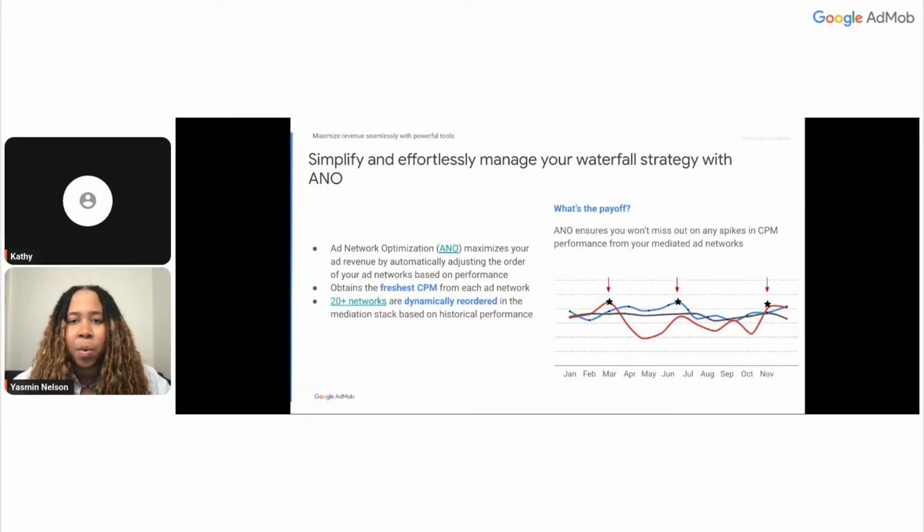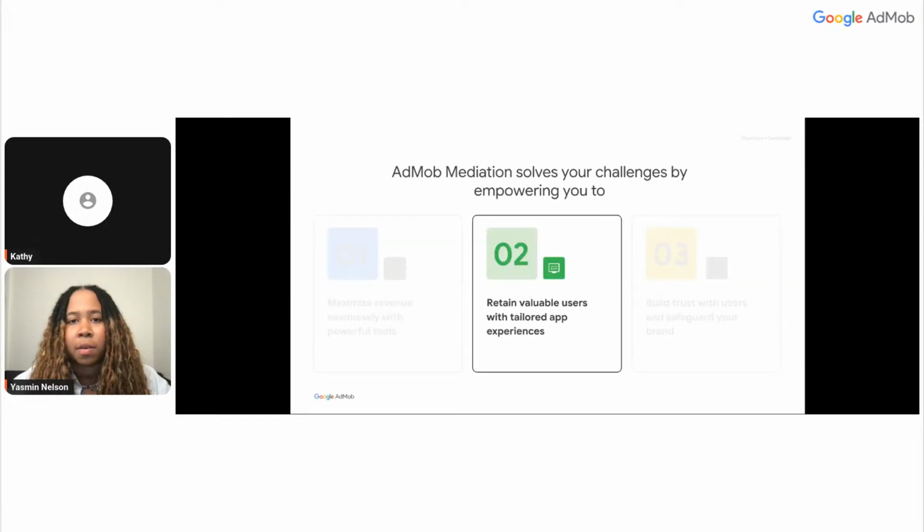Finally, we have ad network optimization, or A&O for short. A&O helps you maximize your ad revenue by automatically adjusting the order of your ad networks based on their performance. A&O obtains the freshest CPM from each ad network, and more than 20 networks are then dynamically reordered in the mediation stack based on historical performance. A&O ensures you won't miss out on any spikes in CPM performance from your mediated ad networks.